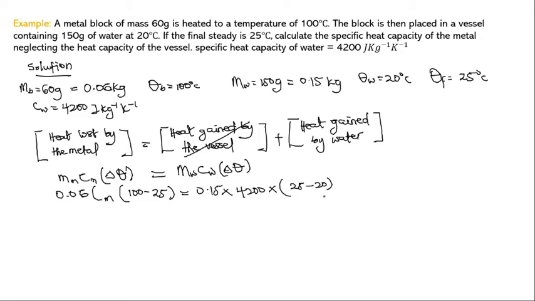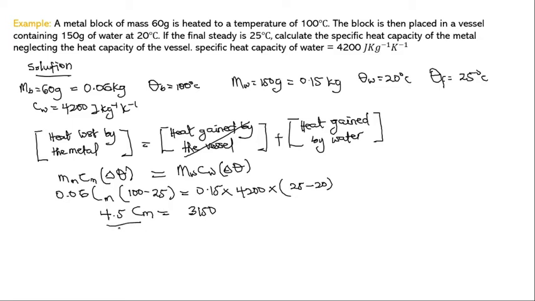So now that we have this, we can simply move ahead and find our Cm. If we multiply 0.06 by the difference of this, we are going to get 4.5. Cm is equal to, if we multiply everything over here, 3,150.